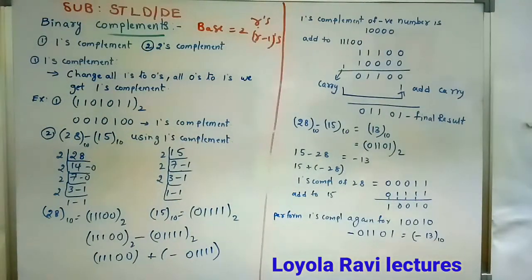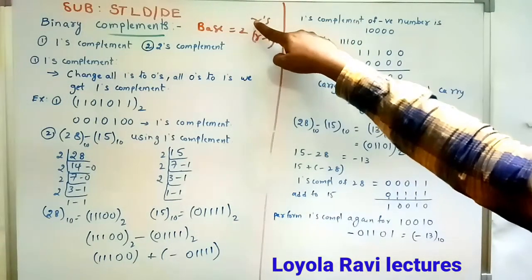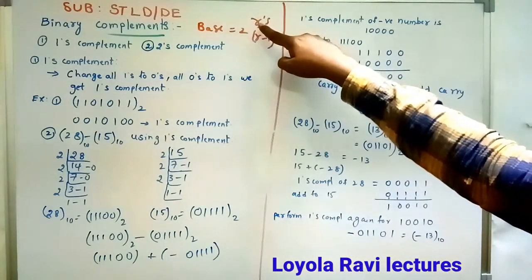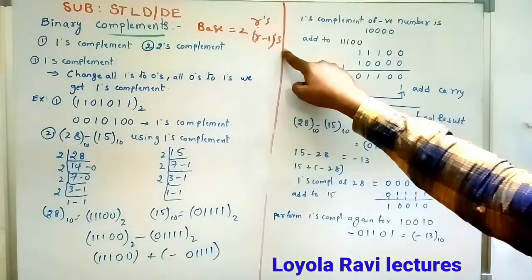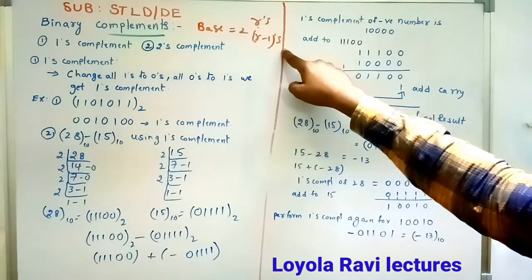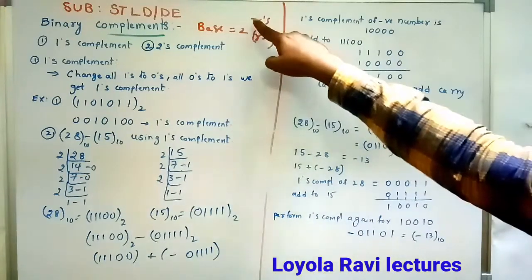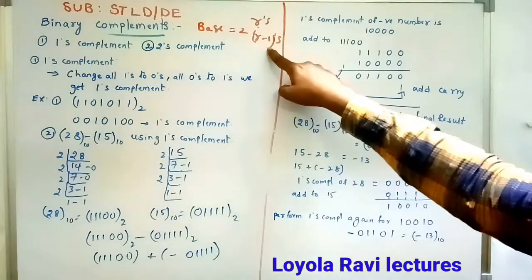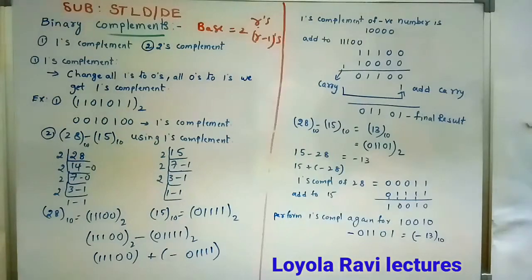For example, I am taking a binary number. So r's complement with r equal to 2. For binary, the base or radix is 2: 2's complement, and 2 minus 1 is 1's complement. For example, take the decimal number system. Decimal is base 10, radix 10: 10's complement and 10 minus 1, 9's complement. In the same manner, for hexadecimal or octal, you may take any number.